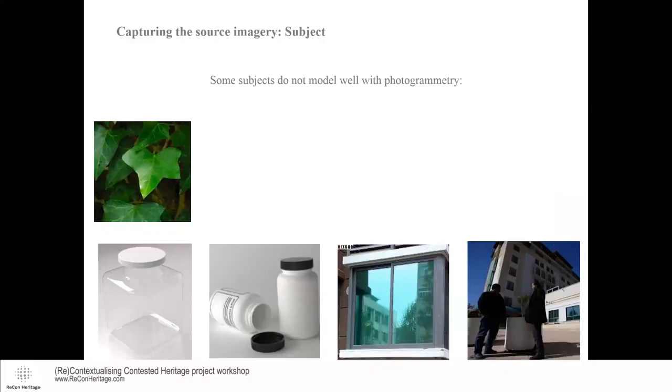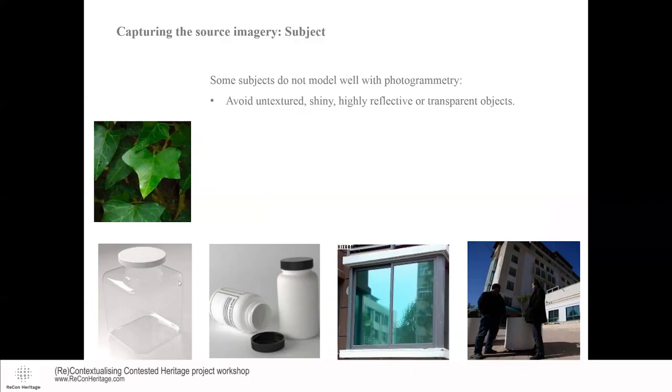However, there are some subject materials that don't work very well. So for instance, anything that's untextured has no surface information and nothing for the computer to be able to recognize as a feature. Like for instance in this completely plain white bottle, the computer has great difficulty reconstructing the 3D shape because it can't match any points. Equally, highly reflective or transparent objects have the same problem.